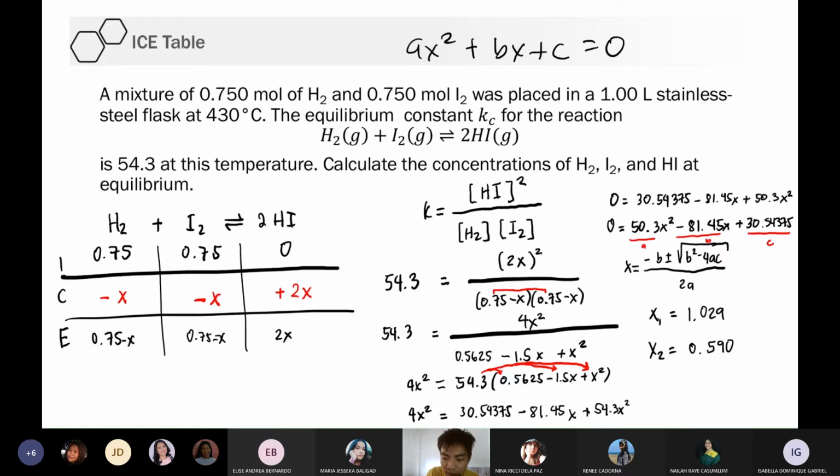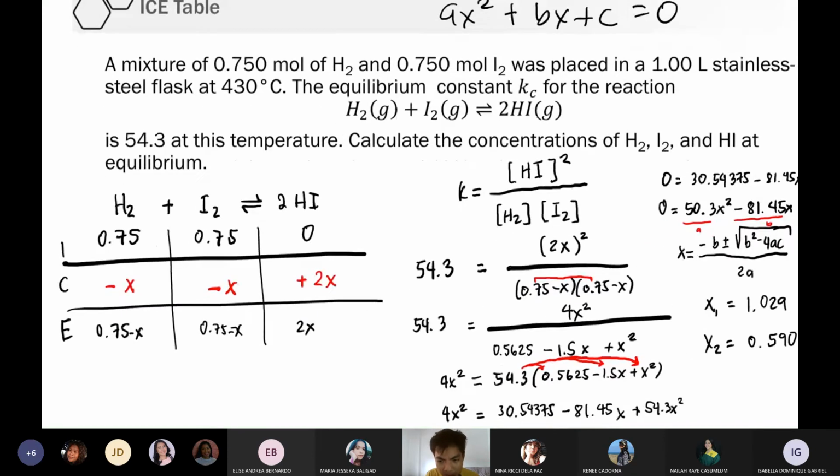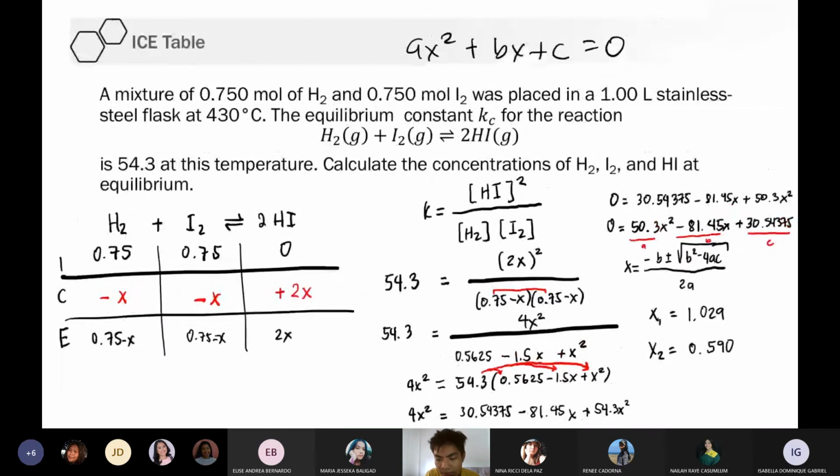So, tingin tayo sa ice table. Let's check kung sino yung magme-make sense sa dalawa. Diba? Tingin tayo dito sa H2. So, for H2, we have 0.75 minus x. Imagine nyo, yung x nyo ay 1.029. Okay? So imagine your x is 1.029.